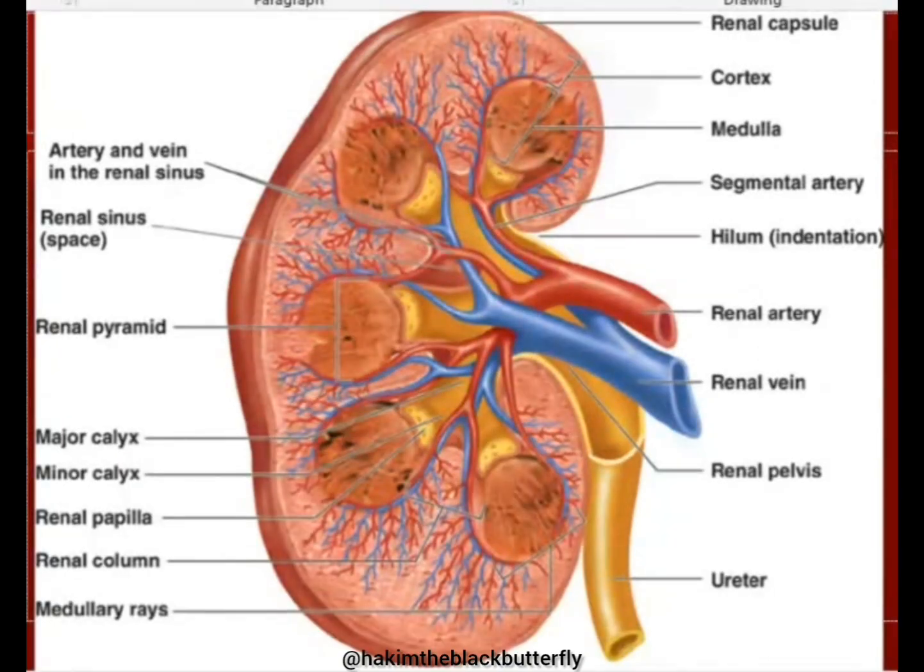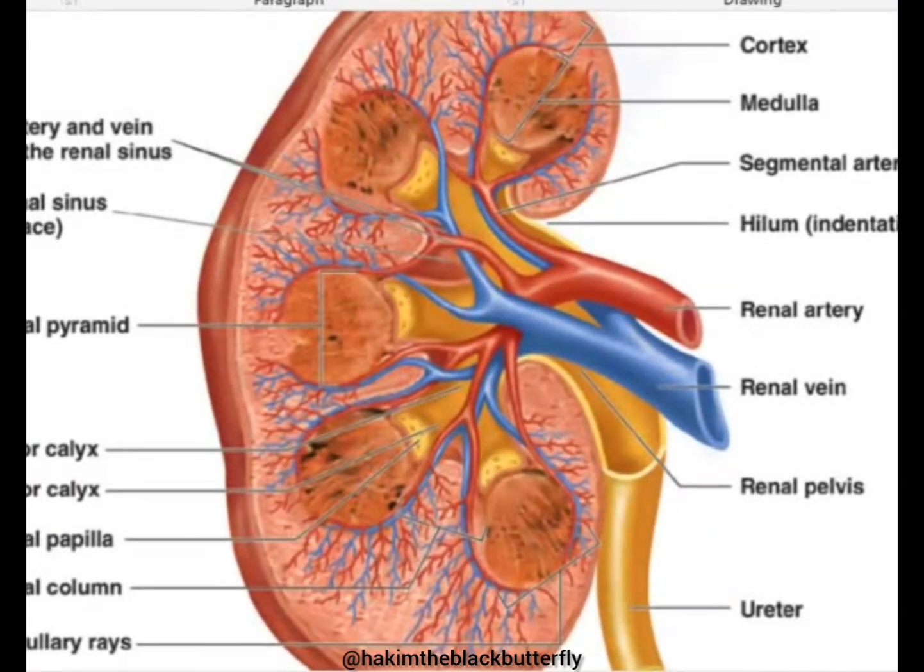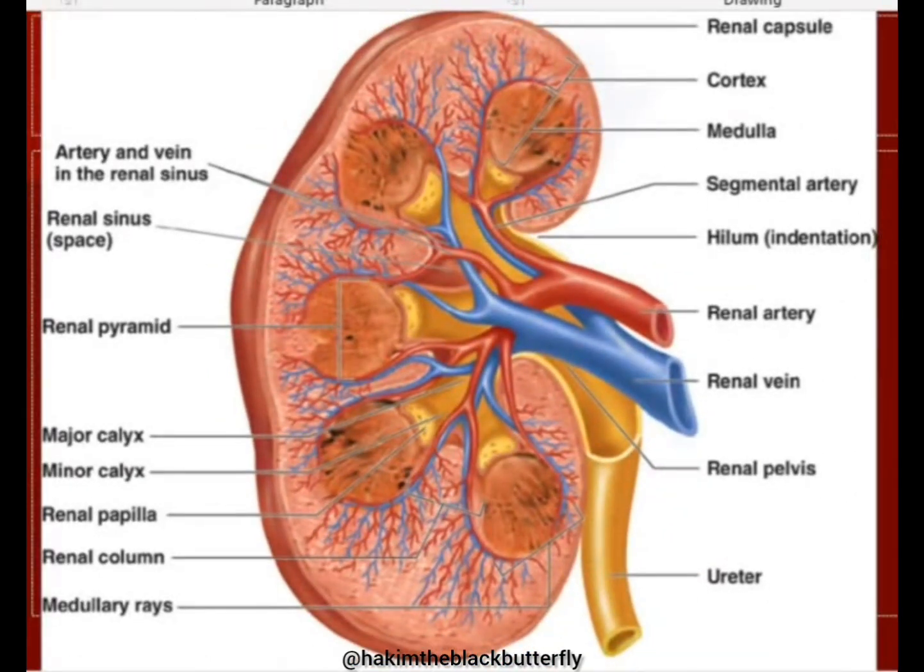Who can tell me what is the blood supply to the kidneys? Blood supply. How do the kidneys receive oxygenated blood? It's through the renal artery. The renal artery. And the renal artery is a branch of which artery?